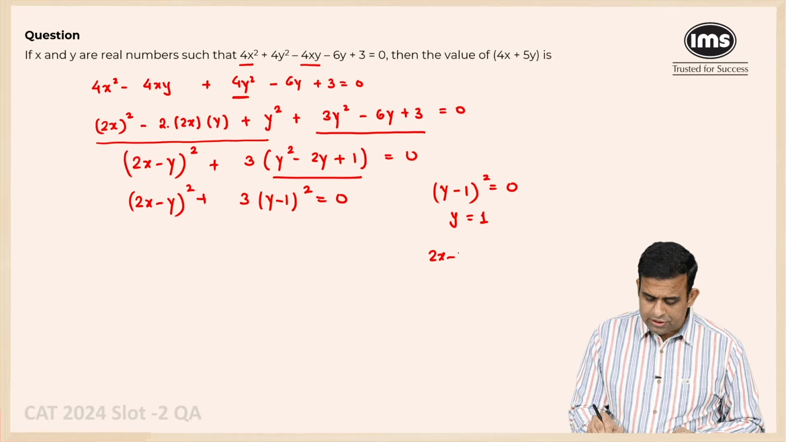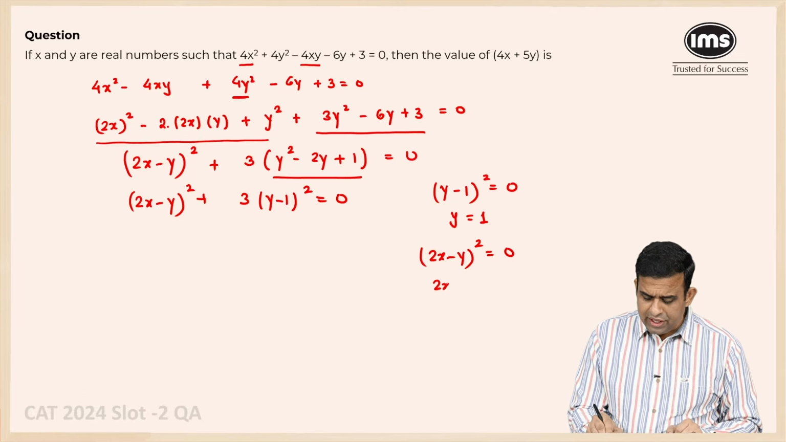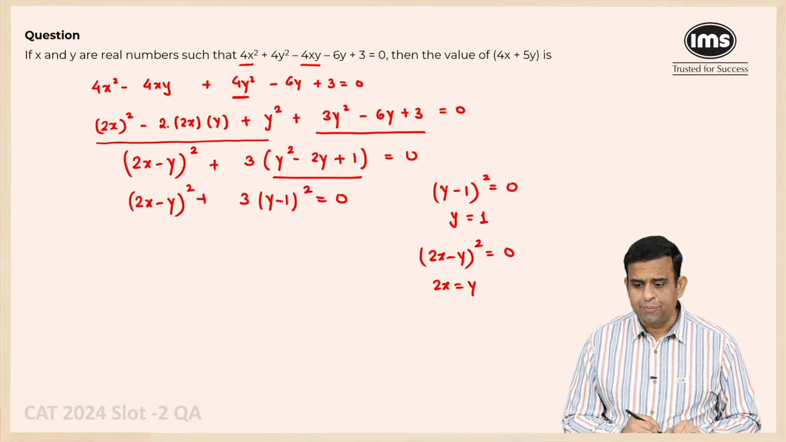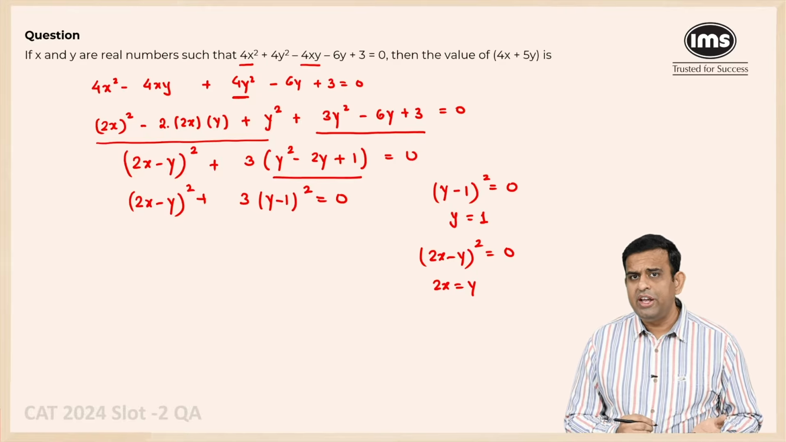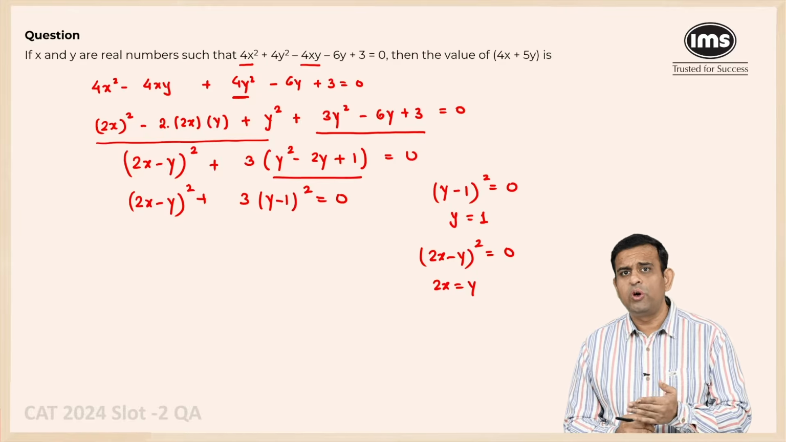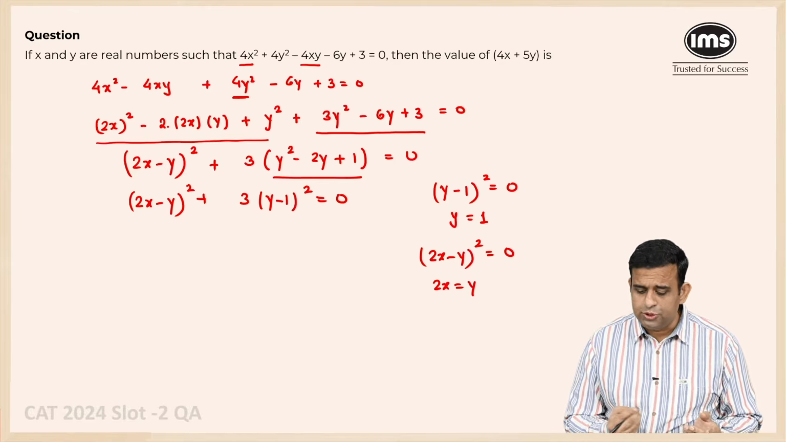So for (2x - y)² = 0, the term 2x needs to be equal to y. So understand the value of y is equal to 1. 2x equals y means the value of x has to be equal to half.